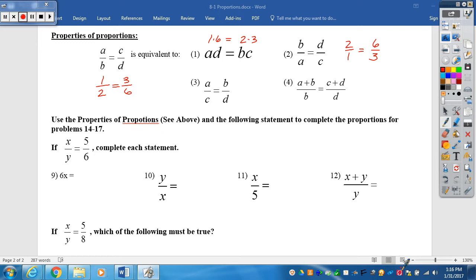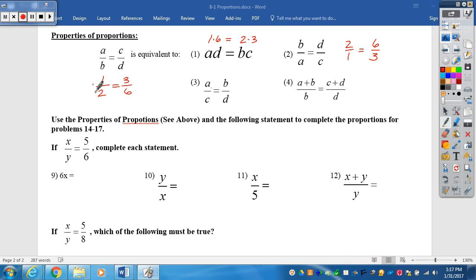Now if you look at number 3, what we're doing here is writing the proportion sideways, okay? And sometimes it helps to think in the manner of the cross product. Do we still have A times D equals B times C? And yes, we do, okay? The cross product's still the same, so the proportions are still the same.